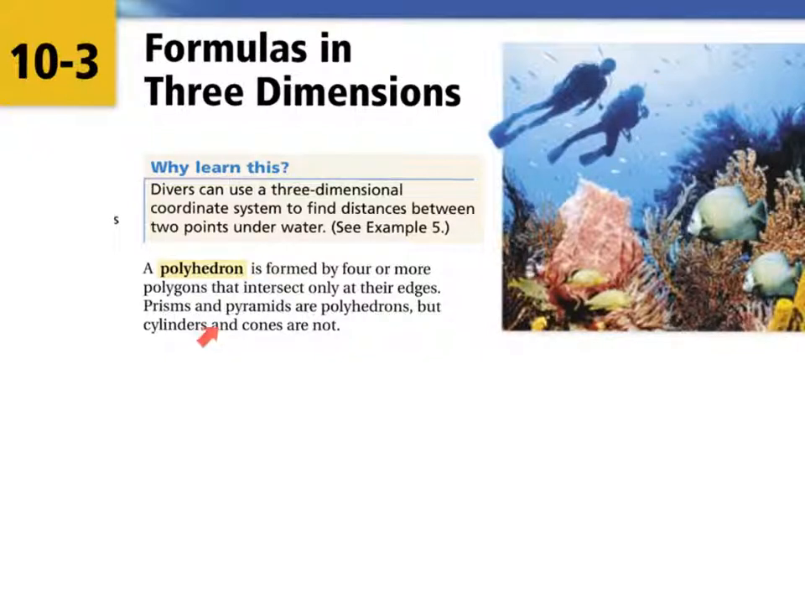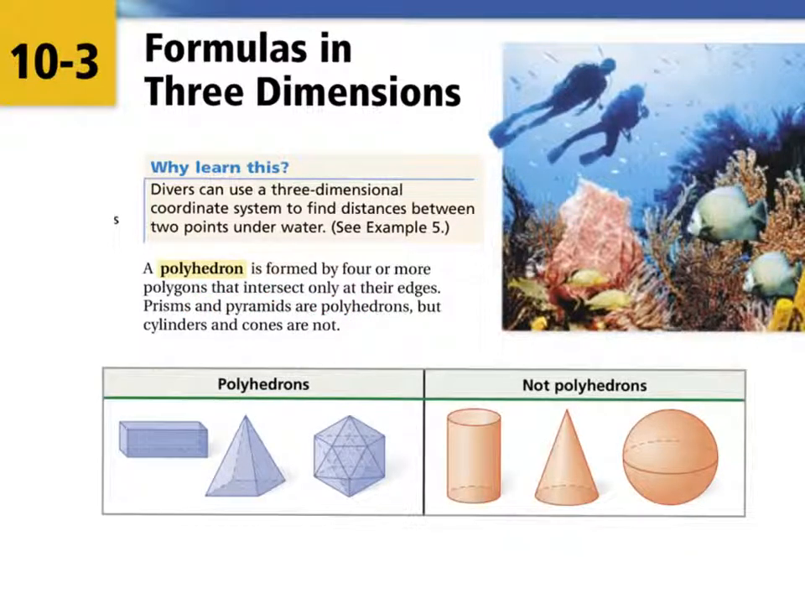Make note of why they're not, because a cylinder, if you unfolded it, the net would consist of 2 circles and a rectangle. Well, that's only 3 polygons, not 4. So a polyhedron is when you have 4 or more polygons that intersect only at their edges. So here are some examples of what a polyhedron would look like and what something that is a solid but would not be a polyhedron would look like.